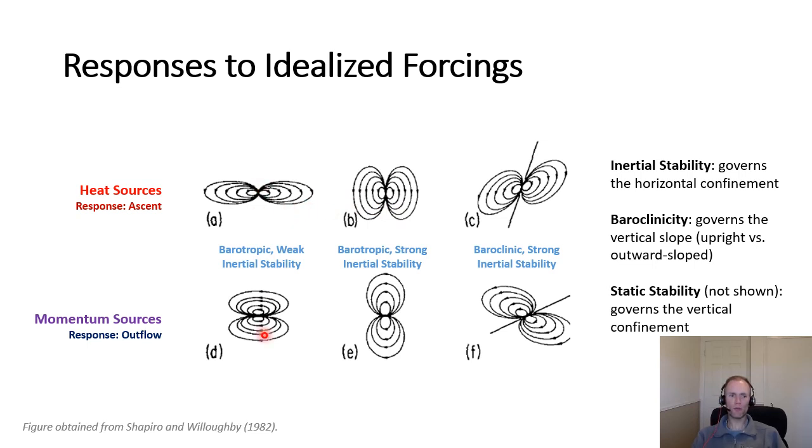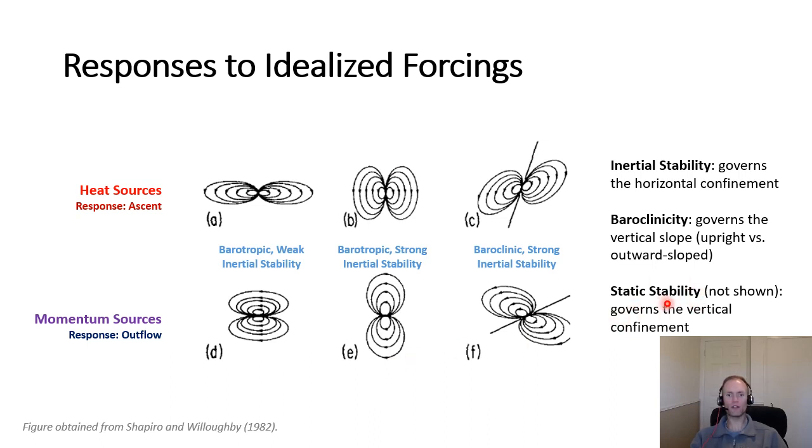The difference between panels A and D and B and E is the inertial stability. When you have weak inertial stability, so a weak horizontal rotational constraint, the response is spread out horizontally. Whereas when you have strong rotational constraint with strong inertial stability, the response is constrained horizontally. It stretches out more vertically. So note how this is like a smushed pancake extending horizontally, and this is stretched out within the vertical as well.